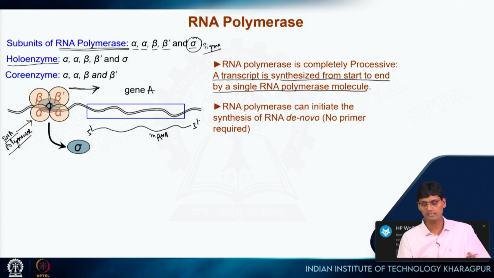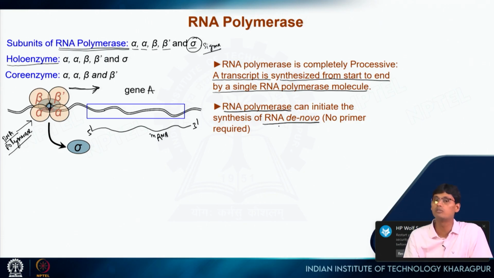In addition to that, another important thing about RNA polymerase is it can initiate the synthesis of RNA de novo. That means no primer required. Like during replication, we discussed a lot about the primer, that an enzyme called primase adds some RNA primer, followed by DNA polymerase synthesizing the DNA from the RNA primer itself. But in this case, no primer required.